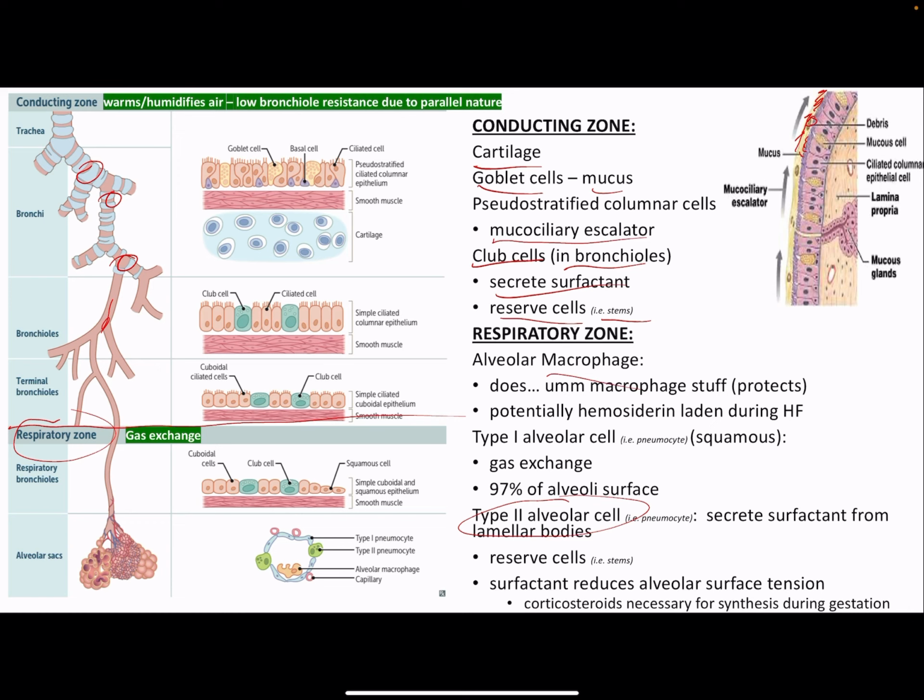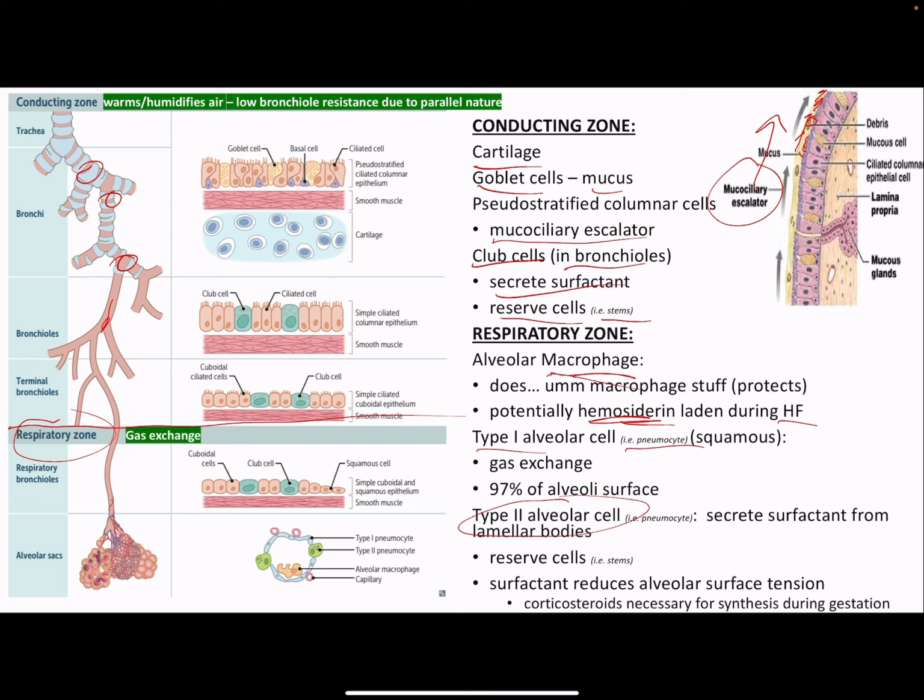We have macrophages here, so anything that did not get caught and pushed upwards by the mucociliary escalator, hopefully the macrophage takes care of. It's going to swallow the bad guys and alert the immune system. If you have heart failure, red blood cells might break down and heme gets out, and so hemosiderin-laden macrophages in the alveoli are indicative of heart failure.